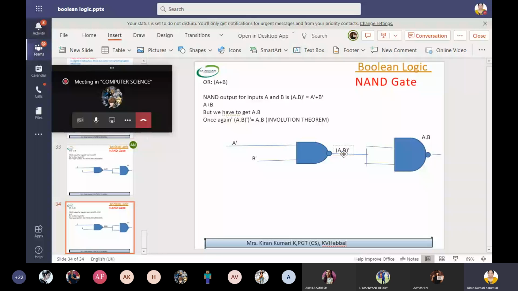If you expand it, De Morgan's theorem, A dash dash plus B dash dash. A dash dash मतलब क्या है? A, ma'am. Very good. So that is A and B dash dash मतलब B. आ गया हमको जो चाहिए. So पहले इनपुट में क्या डालना है बताओ. So this and all is not needed then.